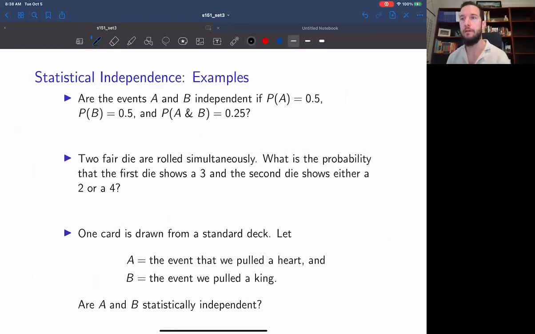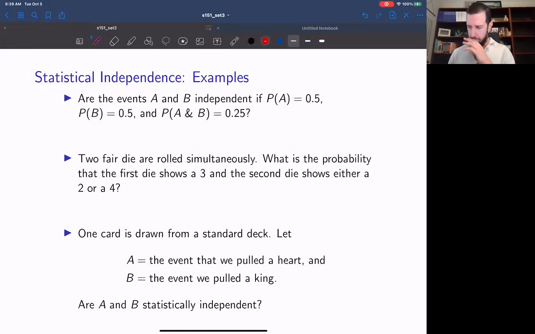So we're going to work through a few different examples now that illustrate the use of the formulas both for checking and for computation. We're also going to play a little game of which kind of events are we working with based off of the formulas we've learned so far. The first example: are the events A and B independent if P of A is 0.5, P of B is 0.5, and P of A and B is 0.25? Okay, so this first example is asking us to check for independence.